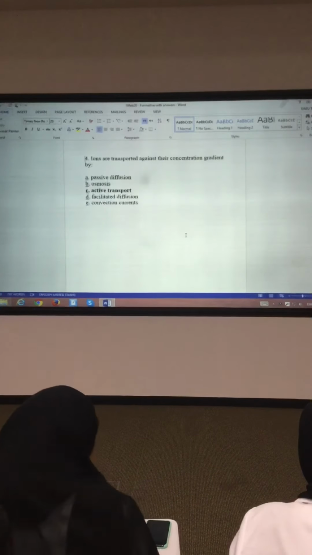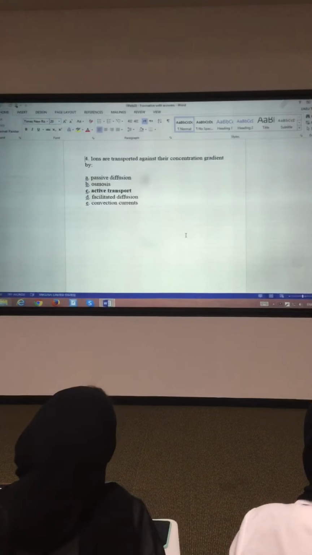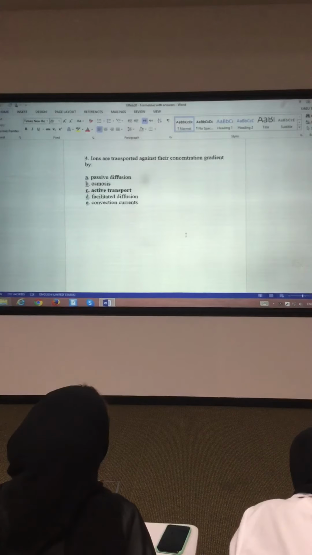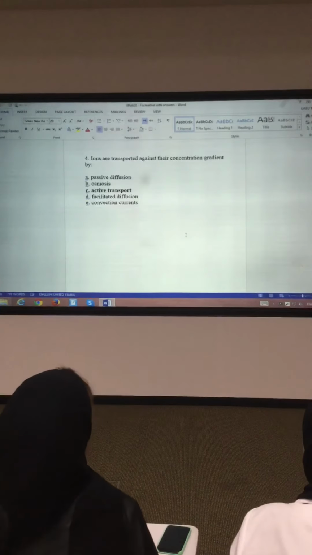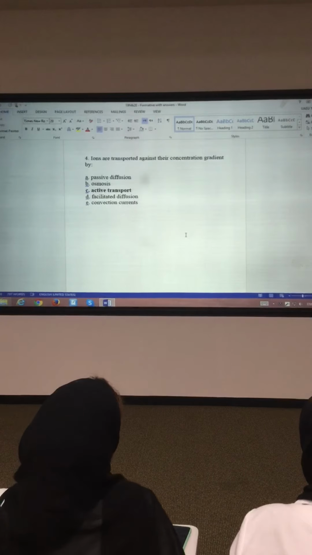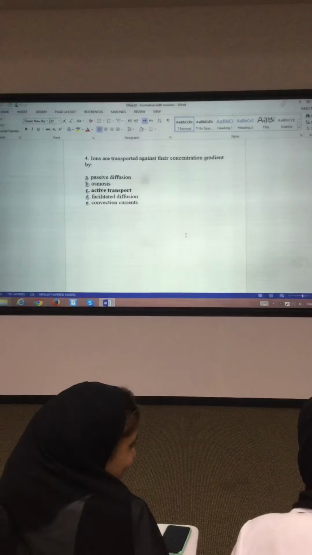Ions are transported against their concentration gradient by active transport. Is there any other possible answers? I don't think so. Ions are transported against their concentration gradient by active transport. Yeah?